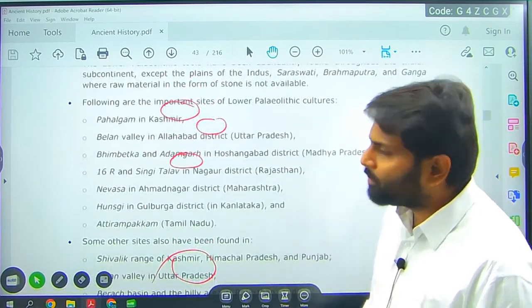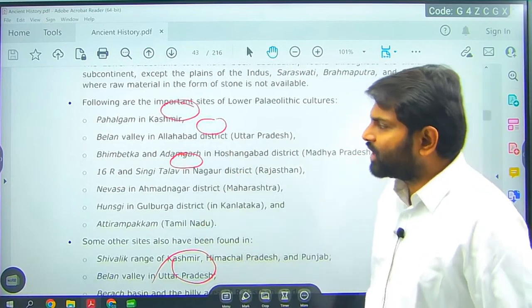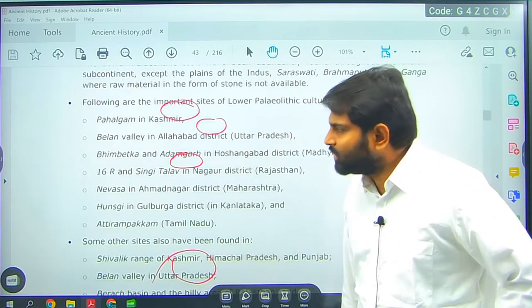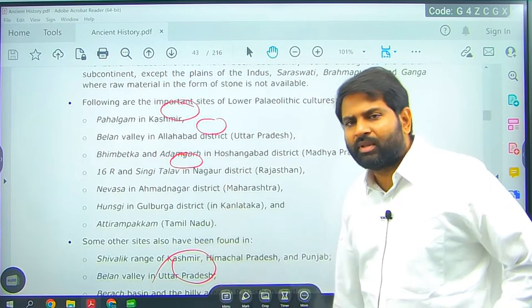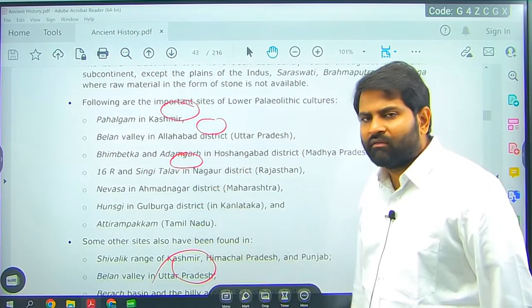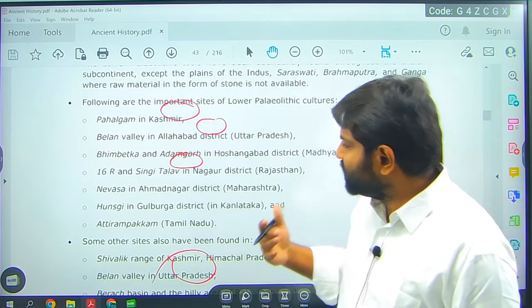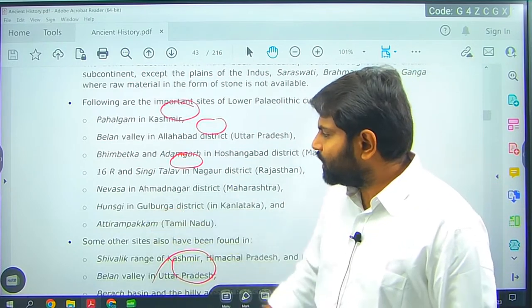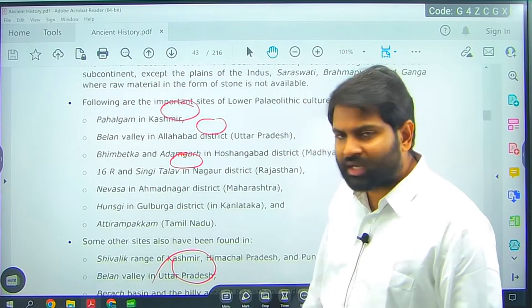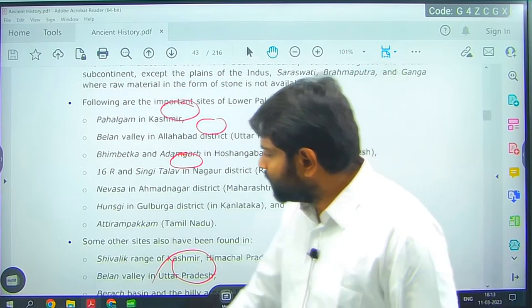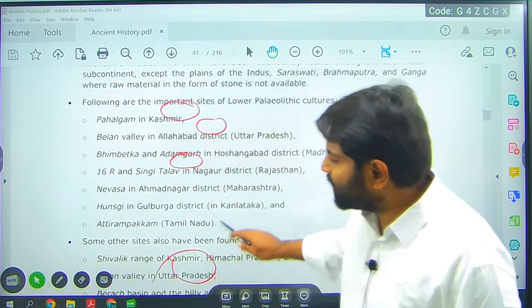So again, remember Pahalgam in Kashmir, Belan Valley in Uttar Pradesh, Bhimbetka in Madhya Pradesh, or Adamgarh in Madhya Pradesh, 16R and Singhi Talav in Rajasthan, Nevasa in Ahmednagar, Maharashtra, and Hunsgi in Gulbarga, Karnataka, Attirampakkam in Chennai, Tamil Nadu. So the ranges, if you see, you can see the Shivalik ranges.